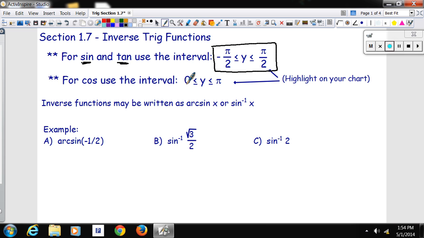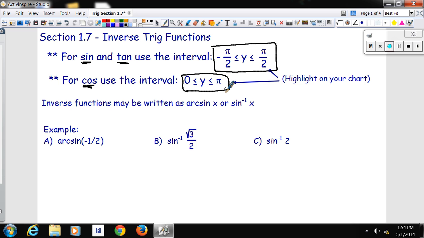Cosine is going to be the top 9. And that is going to be the interval between 0 and pi for cosine. Cosine, we're going to be using 0 to pi for our interval. So to recap, your sine column, you're going to shade in the top 5 and the bottom 5. Tangent column, the top 5 and the bottom 5. For the cosine column, you're going to shade in the top 9.